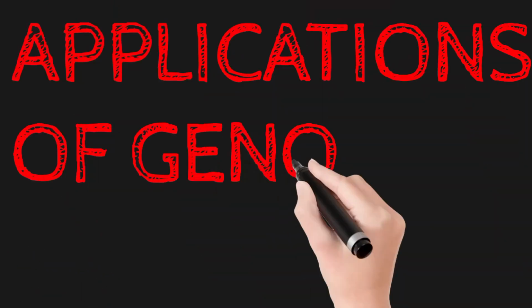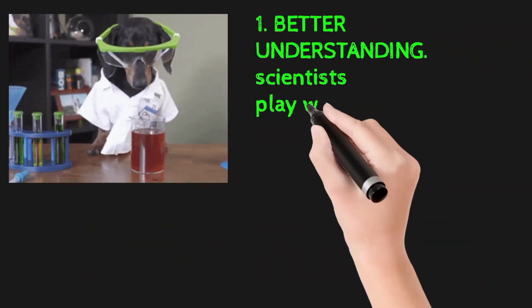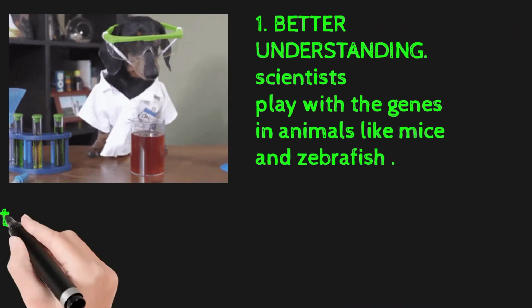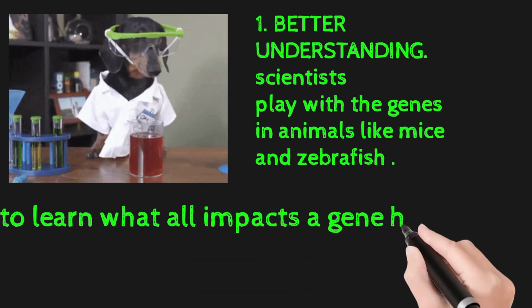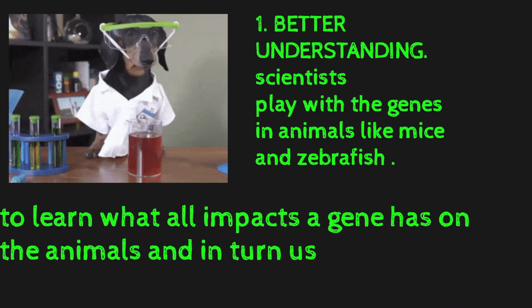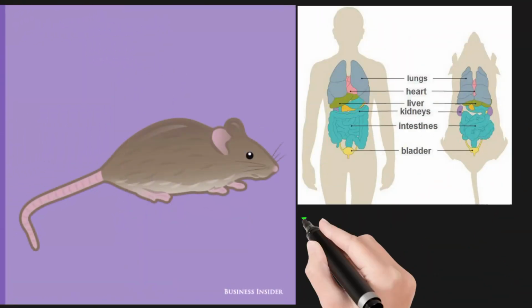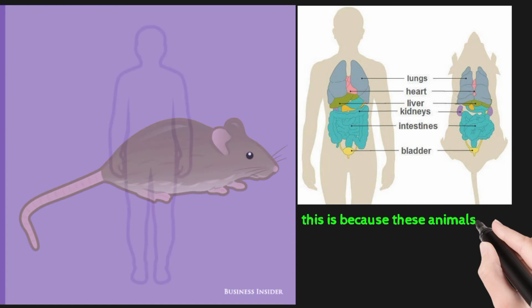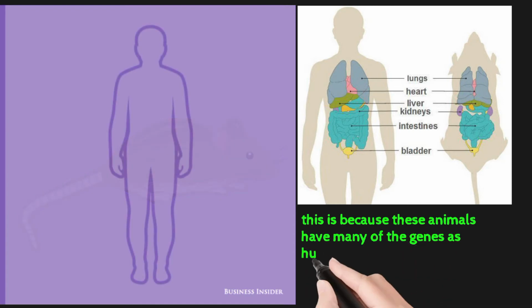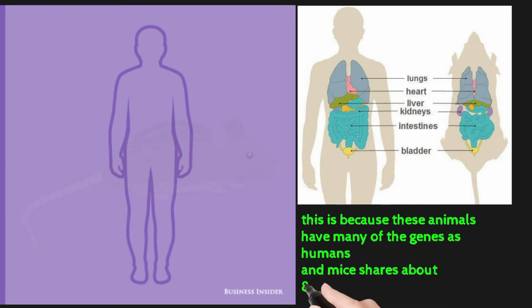Applications of genome editing. Better understanding. Scientists play with the genes in animals like mice and zebrafish to learn what impacts a gene has on the animals and in turn us. This is because these animals have many of the same genes as humans, and mice share about 85% of their DNA with humans.